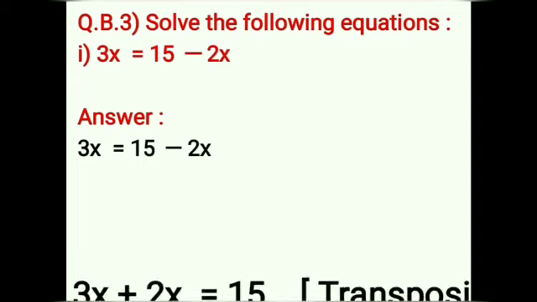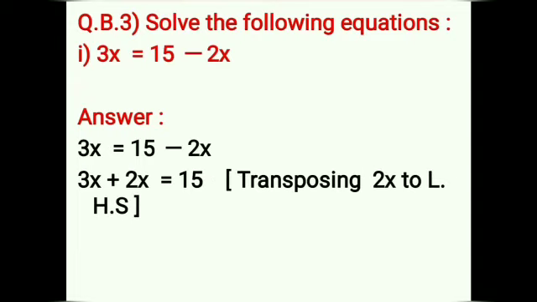Now next step is we have to transpose this 2x to the left hand side. Okay, so while transposing this 2x we have to change the sign of this 2x. Okay, so now in the previous step, the sign of 2x is minus, so we have to shift this 2x to the left hand side, so that's why we have to change the sign. So opposite sign of minus is plus. Okay, so write down here 3x plus 2x which is equal to 15. That means transposing 2x to the left hand side, so that's why here made a sign plus.